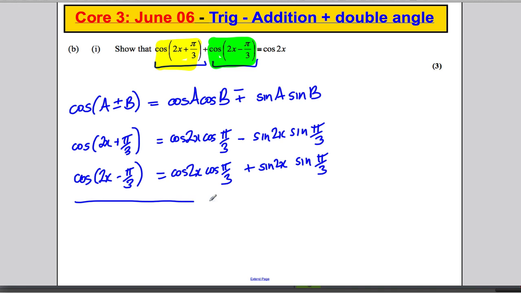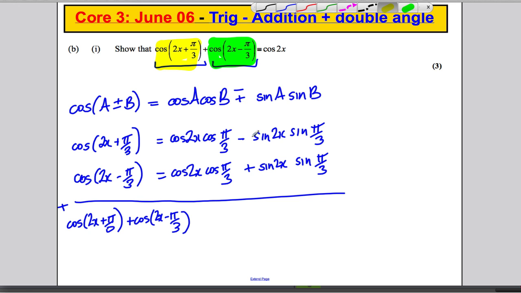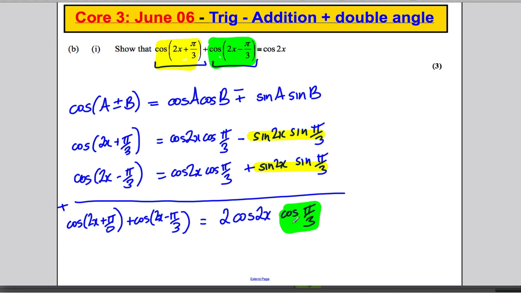So now if we put a line under them and add, we would get cos of 2x plus pi by 3 plus cos of 2x subtract pi by 3. Hopefully you can see this one and this one will cancel and we get 2 lots of cos 2x cos of pi by 3. Now you should know cos pi by 3 is like cos 60. Cos 60 is a half, and a half times the 2 would just give me 1. So this is therefore equal to cos 2x as required.